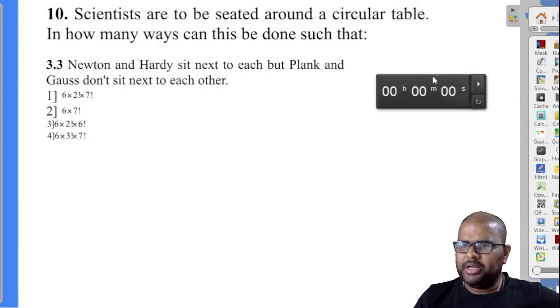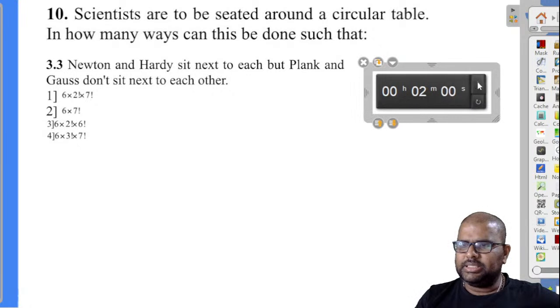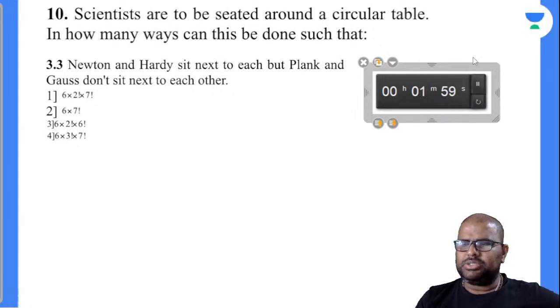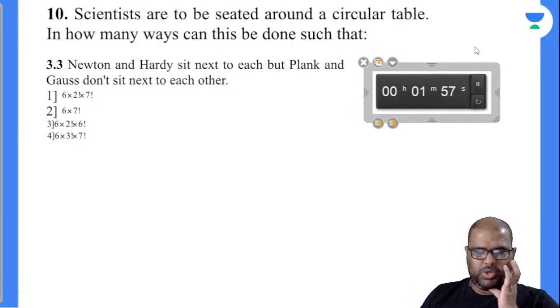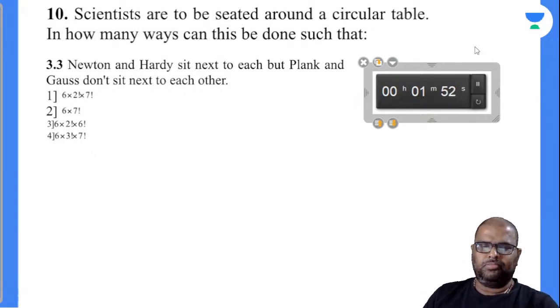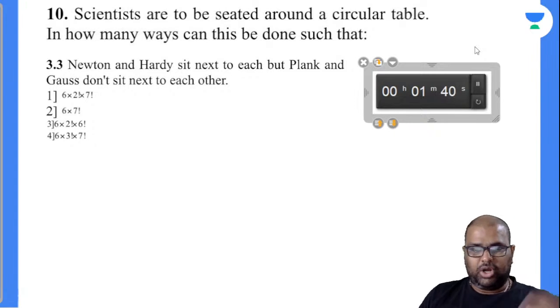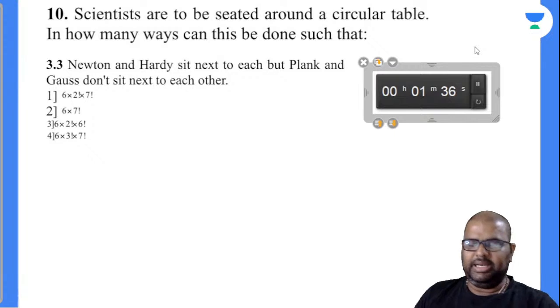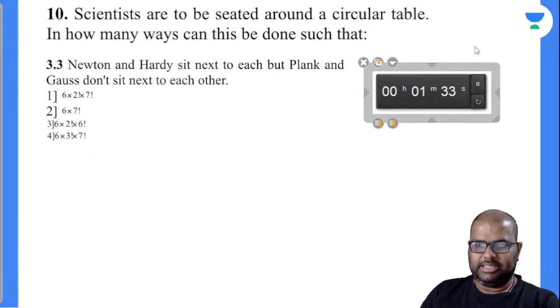Same pattern. Newton and Hardy sit next to each other, but Planck and Gauss do not sit next to each other. Okay. Now, how can you solve this question? We have a logic also to solve this question. I will not reveal the logic. If I reveal the logic, automatically you can solve the question within 30 seconds.